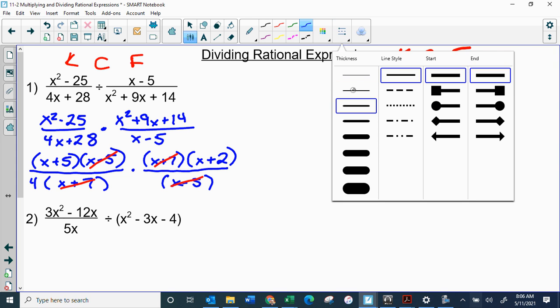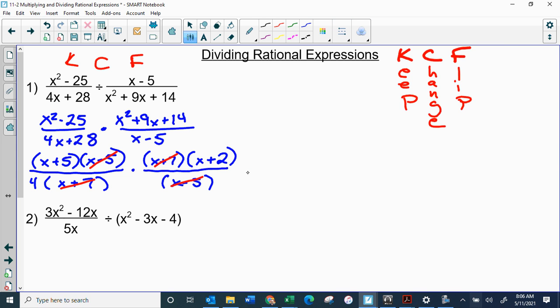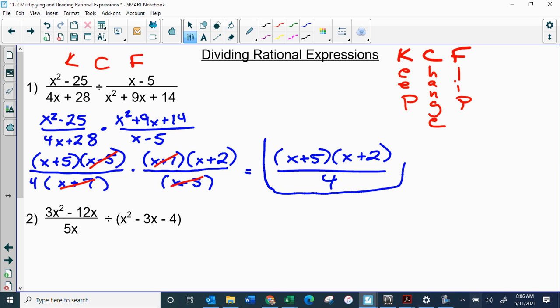So now I'm just going to put it together. In the numerator, I have left an x plus 5 times an x plus 2, divided by 4. And there's nothing else you can simplify. All right, so when you have division, you're just going to change it to multiplication by multiplying by the reciprocal.